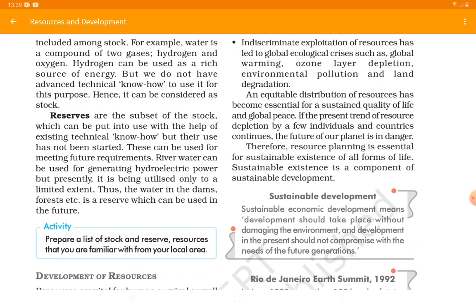River water can be used for generating hydroelectric power, but presently it is being utilized only to a limited extent. Means we have technology, we know about it, but we do not use it much. Thus the water in dams and forest is a reserve which can be used for the future.